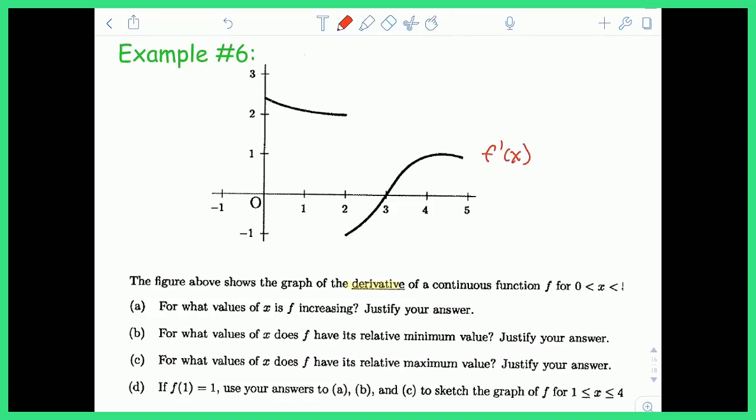Okay? A, for what values of x is f increasing? Justify your answer. Well, this is the derivative. So f is increasing whenever the derivative is positive. So when f prime of x is greater than 0. Okay, so let's find it. Well, it's positive here, and it's positive here. So I think the answer to A is going to be the interval from 0 to 2.